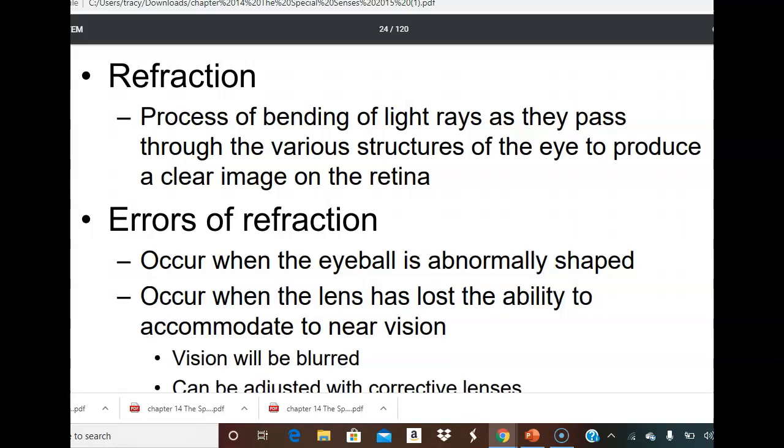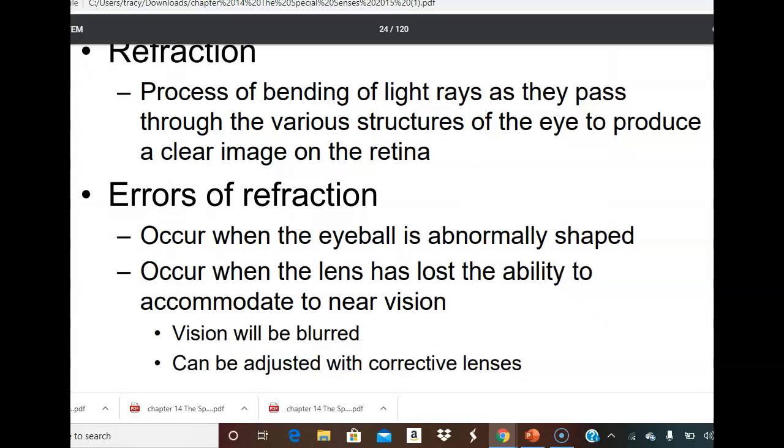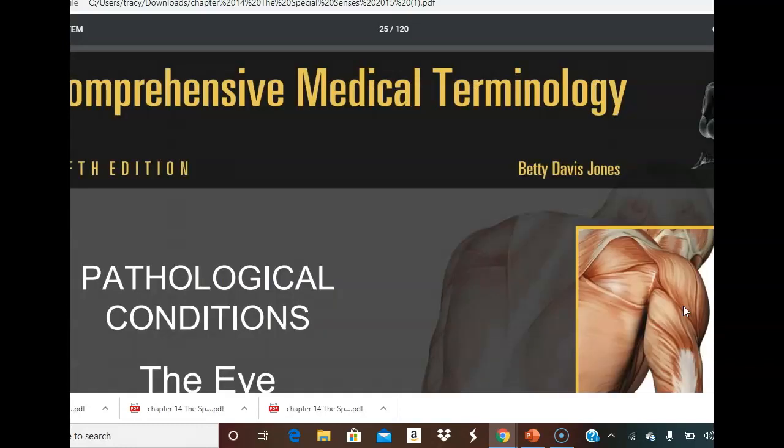You can have an eyeball that's abnormally shaped. You can have a lens that doesn't accommodate to seeing near objects, which is what happens with presbyopia. After a while, the lens doesn't contract as much, so you can't see near objects, and you've got to have your arm 1.5 feet away so that you can actually see. What can happen is you'll get vision that's blurred. You can see, it's just blurry. And this is where corrective lenses or contacts come in, so that we can bend the light rays accordingly so we can see clearly on the retina.